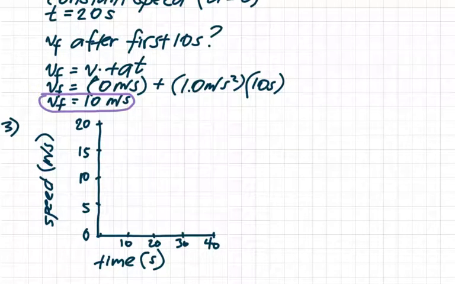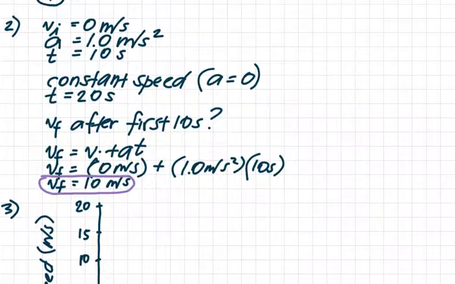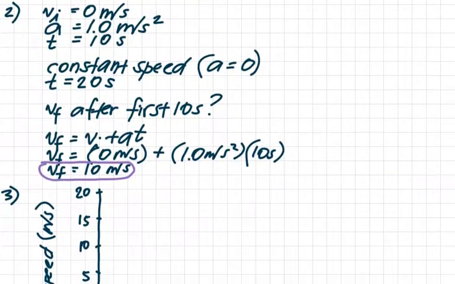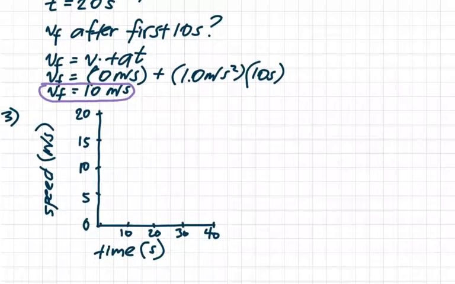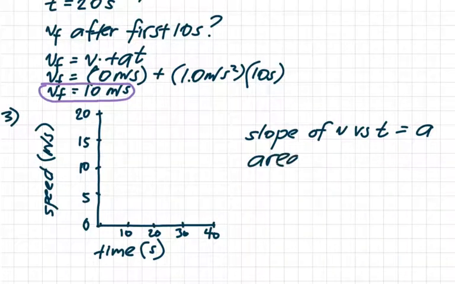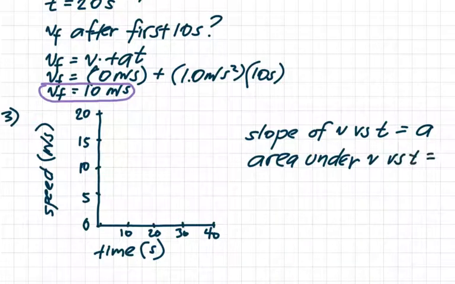So 3 wants a graph of the motion. So we have 2 different legs. We have in the first 10 seconds, there's acceleration. And then for the next 20 seconds, there's no acceleration. And then if we're talking about motion graphs, the very first thing you identify is what type of graph it is. And this is a speed versus time graph. So facts that I remember about speed versus time, I know that the slope of a speed versus time graph is acceleration. And then the area under the V versus T is displacement.